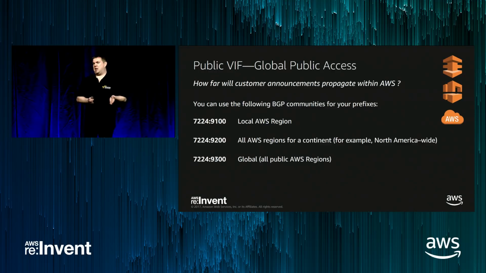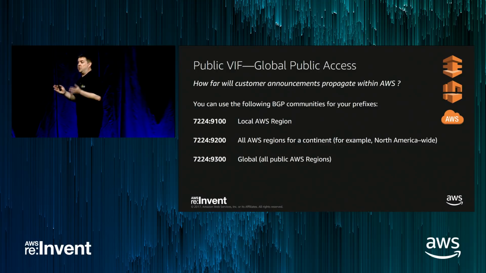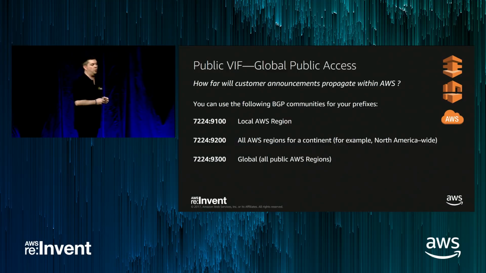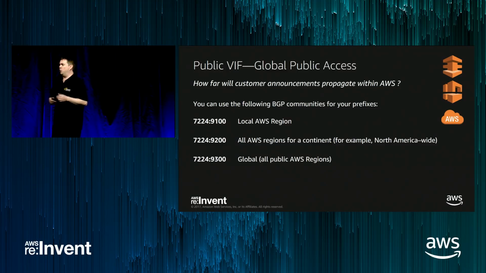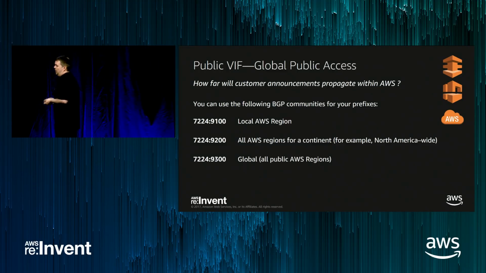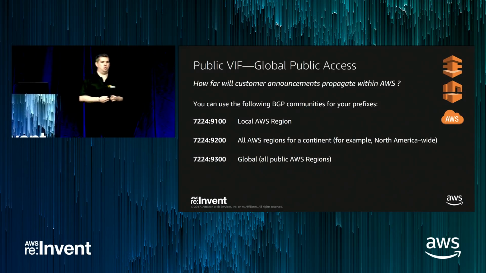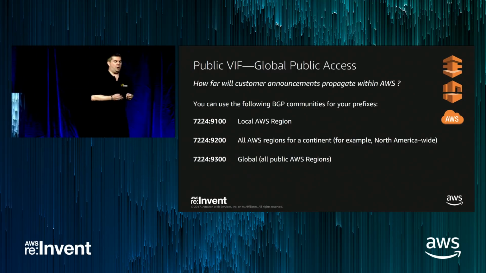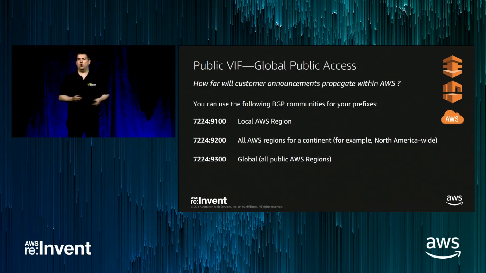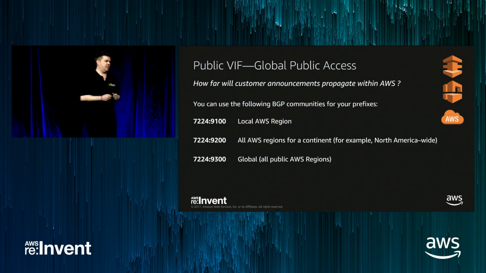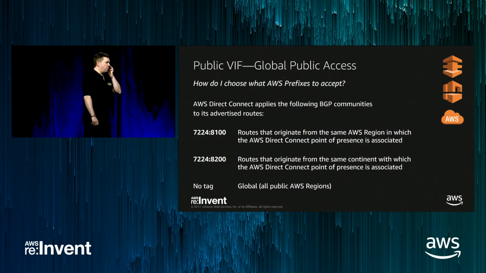If you actually want to accept that these prefixes are going to be advertised to all of the AWS regions within a particular continent, that's fine. You can attach a community which is 7224:9200. So now we'll contain it, if we look at Europe, for example, it will be contained to EU West 1, EU West 2, and EU Central 1. And then finally, if you're actually quite happy for your prefixes to be propagated globally, that's fine. You can put a 7224:9300, and we will then propagate them to all of our regions, and that's the default.